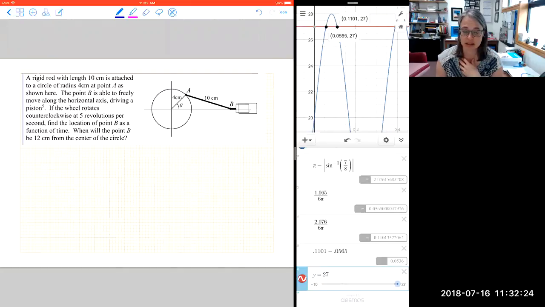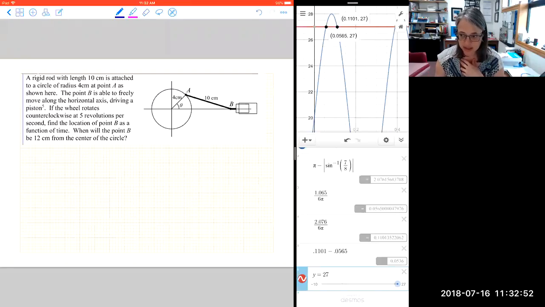Point B, at the other end of that rigid rod, is able to freely move along the horizontal axis driving a piston. If the wheel rotates counterclockwise at 5 revolutions per second, we want to find the location of point B as a function of time. And we want to know when will that point B be 12 centimeters from the circle.